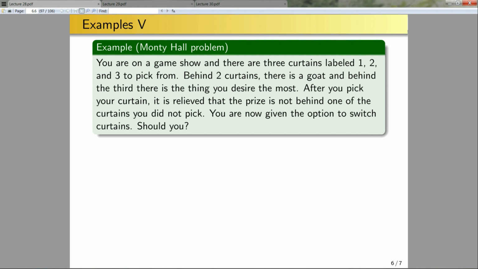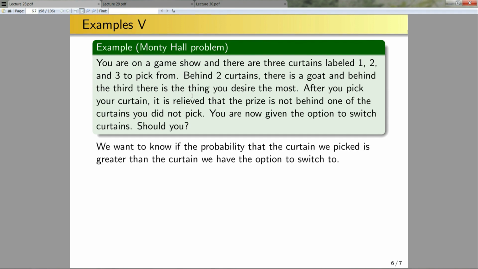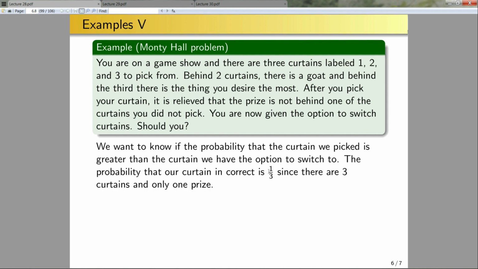So now let's just look at the slide version of this just to see the basic argument once again. So we want to know if the probability that the curtain we picked is greater than the curtain that we have the option to switch to. If it is, we should stay. If it's not, we should switch. The probability that our curtain is correct is 1/3, again, since there's 3 curtains and only 1 prize. And next, the probability that we did not pick the right curtain is now going to be 2/3.